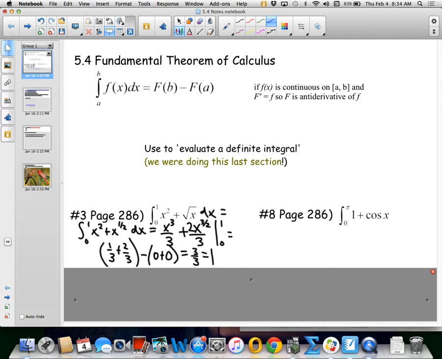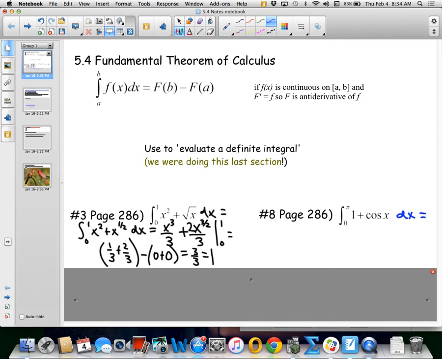Next problem is number 8 on page 286. Integral from 0 to pi of 1 plus cosine x dx, a trig one. You guys had probably figured out you got to be really careful with those trig functions and the signs, your plus and minuses. Whenever you take the antiderivative, just before you evaluate and plug the numbers in, check your antiderivative. Take its derivative, and it should be the integrand, the part that's sitting there.